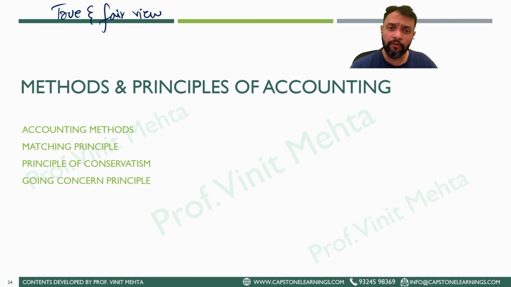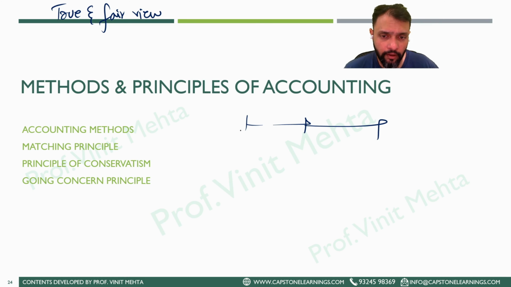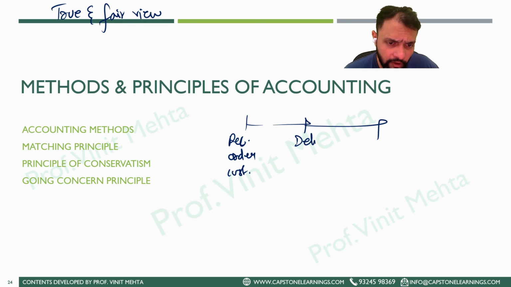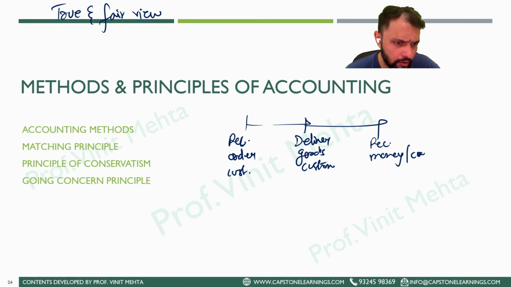So let's say we are the first group of accounting people in the world, and our friend is coming and asking us a question. Now here's a typical milestone sequence when any sale transaction is done. First, you receive the order from the customer, then you deliver the goods to the customer, and later you receive the money, or I would say cash, from the customer. And our friend is asking, hey, when should I show or recognize my revenue?